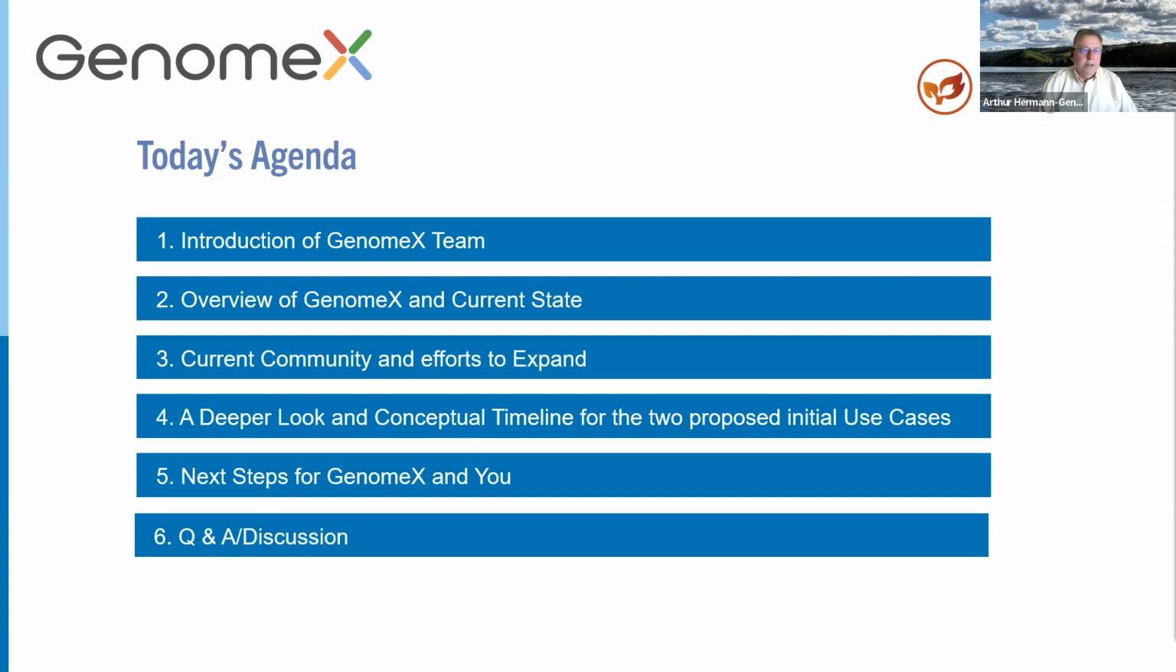We've already done the introductions. I've started the overview of GenomeX and the current state. We'll go into that just a bit more. We'll talk a little bit about the current community and those of you that are here and the efforts to expand that community. We want to take a deeper look and talk a little bit about what I'm calling conceptual timelines for the 2 proposed initial use cases, meaning these are rough ideas, and there's a lot of room for reality to set in, for one thing, and the community drives that once we get those communities set up.